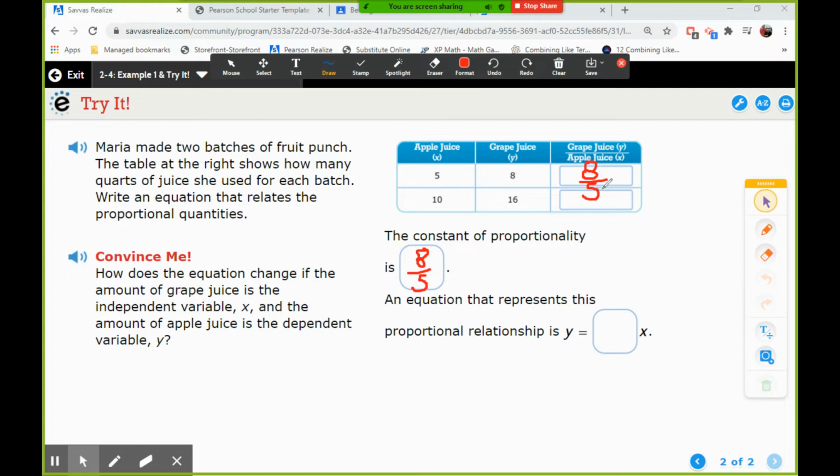So knowing that, our equation that represents it is y equals 8/5 x. When they give you the x and the y, just stack them up like they ask you to here. It's pretty straightforward. How does the equation change if the amount of grape juice is the independent variable, the x, and the amount of apple juice is the y? Well, it just flips. If this was y and this was x, it would be 5/8.